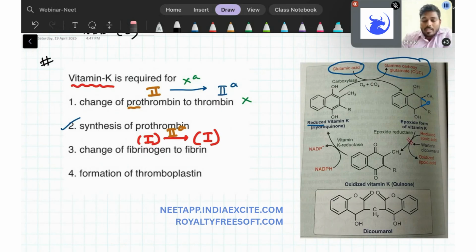But what are they asking for? There's a requirement for vitamin K, right? So what is the formation of thromboplastin? Basically we have two types of clotting pathways, right? Extrinsic pathway and intrinsic pathway. Tissue factor, thromboplastin, is nothing but a tissue factor which is formed during tissue injury, correct? And vitamin K again has no role in it. So we can neglect this option as well.